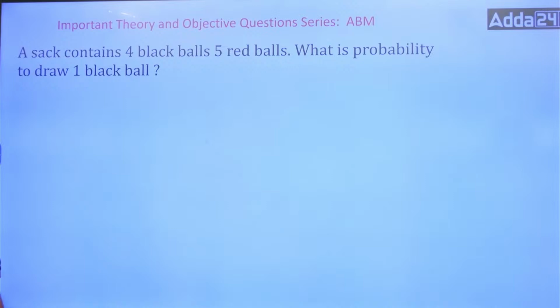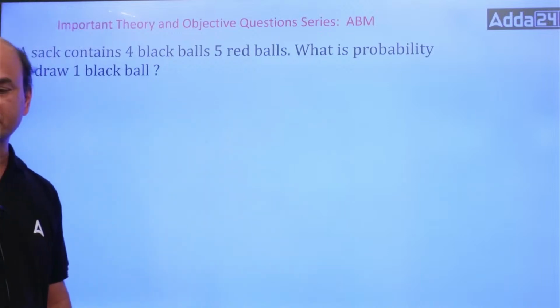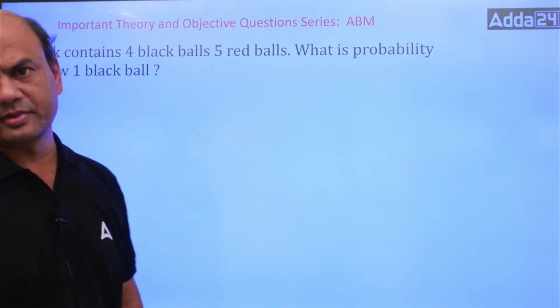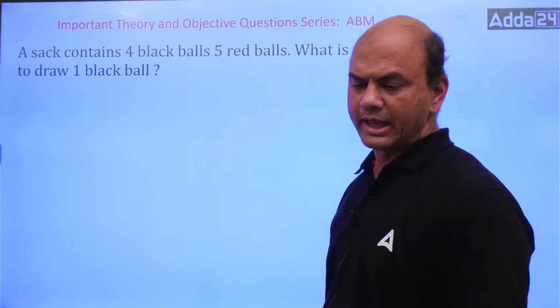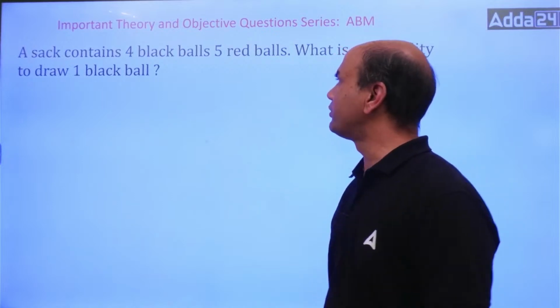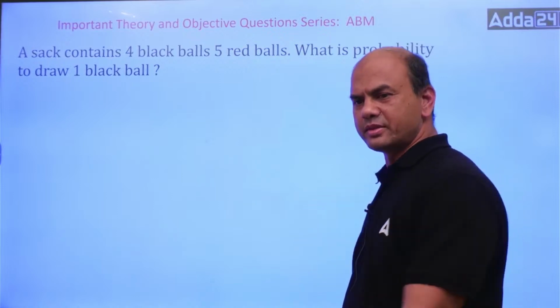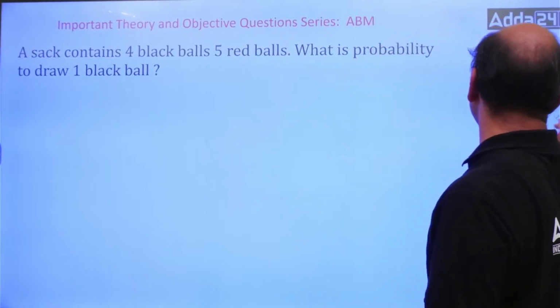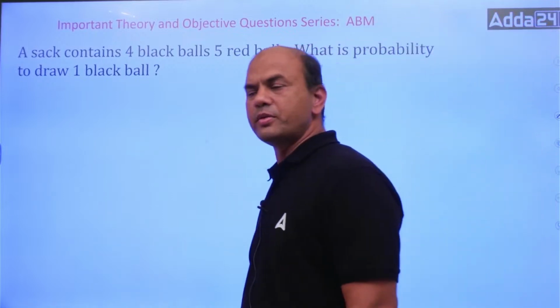Check it everyone. Try to solve it. Here, it is very similar to the earlier problem. 4 black and 5 red, right? So now you answer me one by one. What is the formula for probability first?